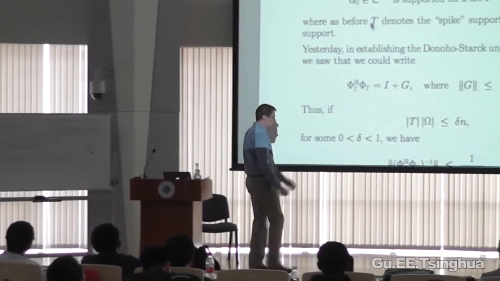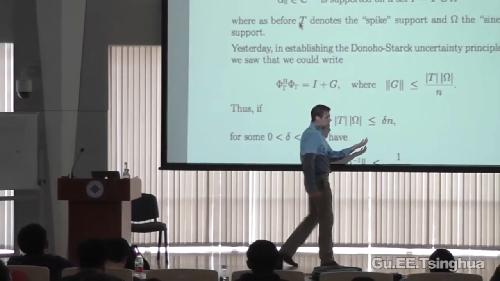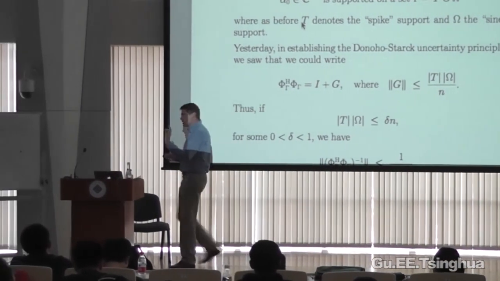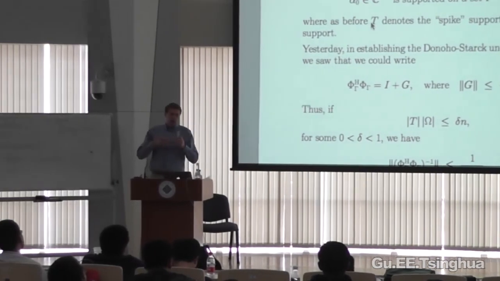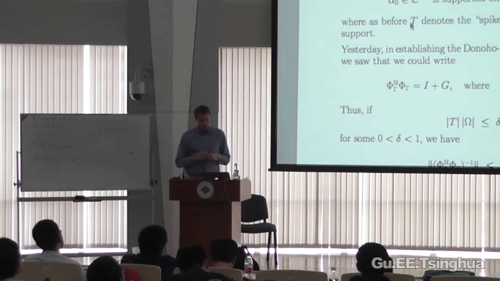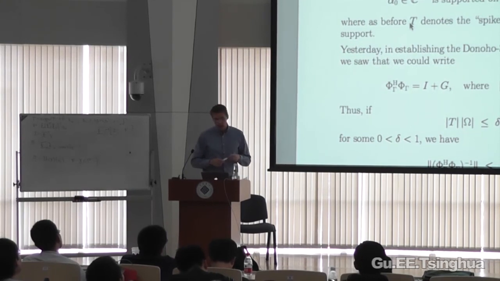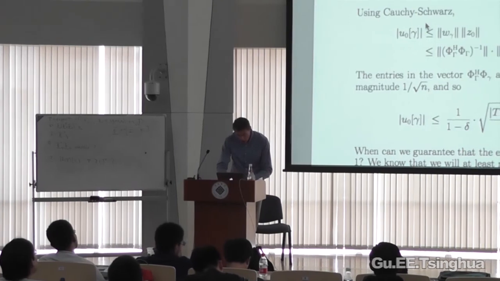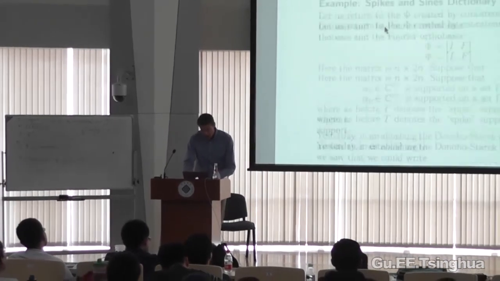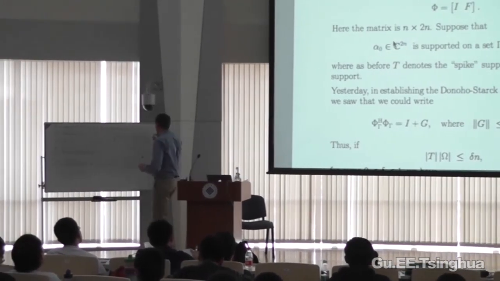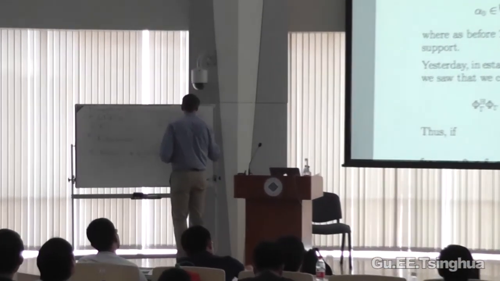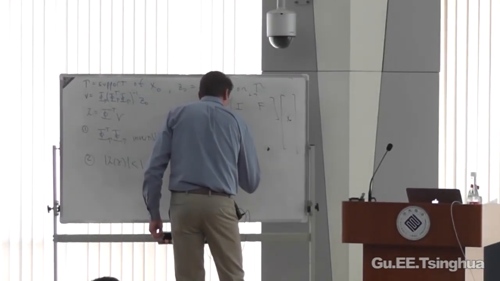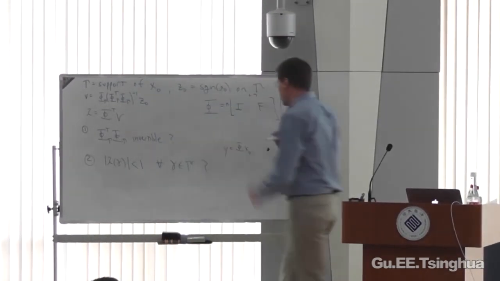Now what we're going to show is that if I give you such a signal and I want to figure out what the spikes and sines are, I can do that using L1 minimization with only a slightly stronger condition. Let's look at what the condition is. I have an x naught here. I observe y equals phi x naught, so it's some superposition of spikes and sines.